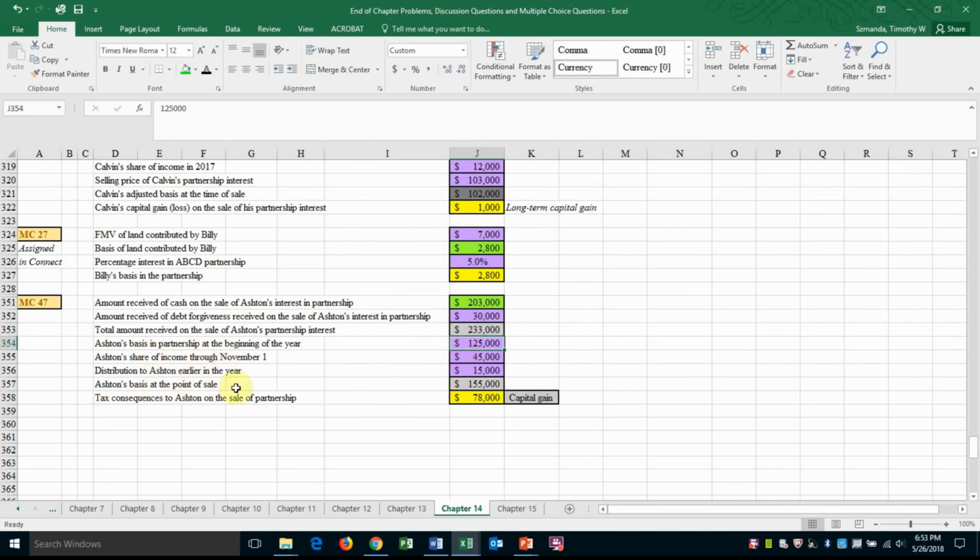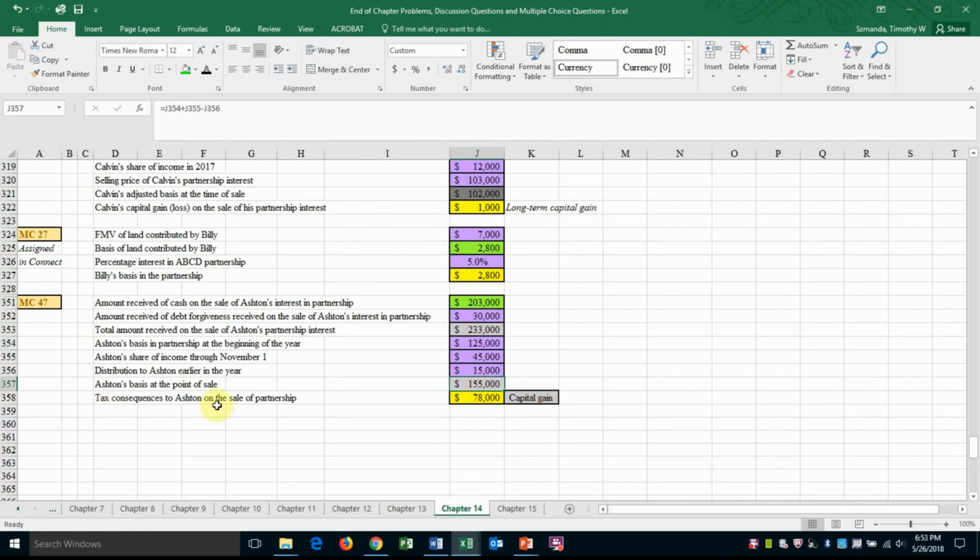So what is Ashton's basis at the point of sale? We need to make some adjustments, and we're going to start with Ashton's basis at the beginning of the year of $125,000, and we'll add to that Ashton's share of the income of $45,000, right? Because Ashton has to pay tax on that income, therefore it increases the basis for Ashton. And then finally we're going to deduct Ashton's distribution of $15,000, because that reduces basis. So we have the adjusted basis at $155,000.